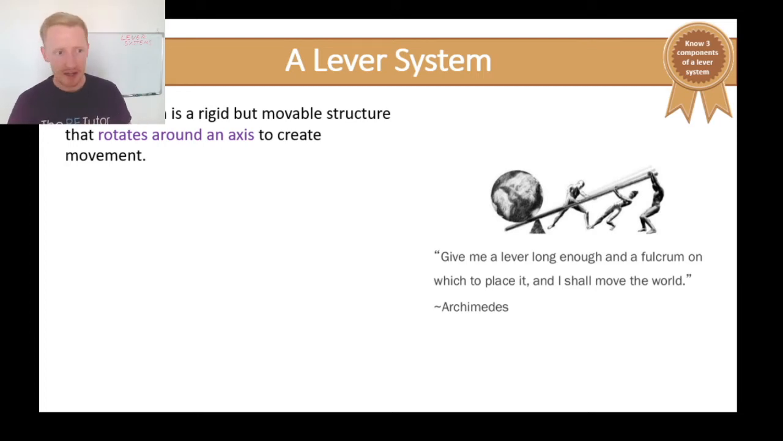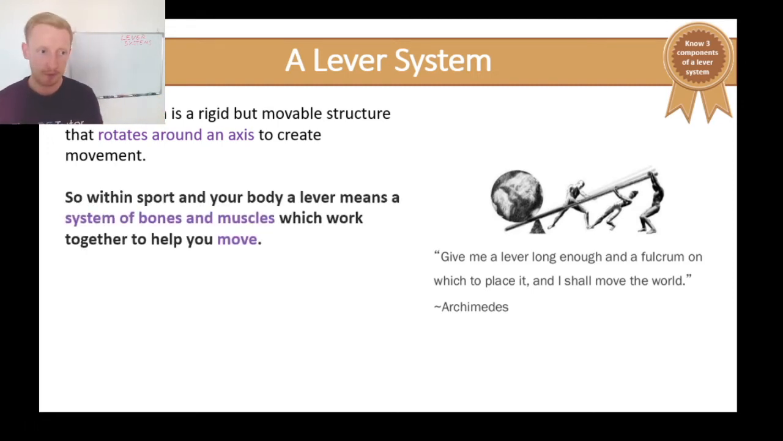So lever system, what is it? Well, it's a rigid but movable structure. Okay, rigid but movable. So the components of a lever typically are solid. They're typically hard, tough, but together they can articulate around each other to create a movement. So within sport or within anatomy, we've got bones, solid. We've got muscles, which can produce force, but where they attach to the bone, the tendon, that's fairly tough and fibrous as well.